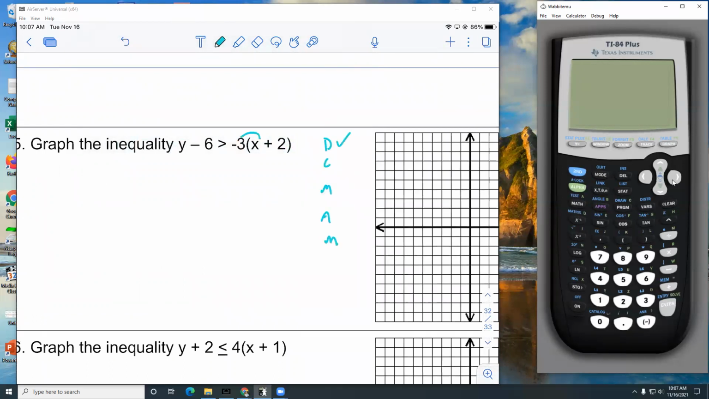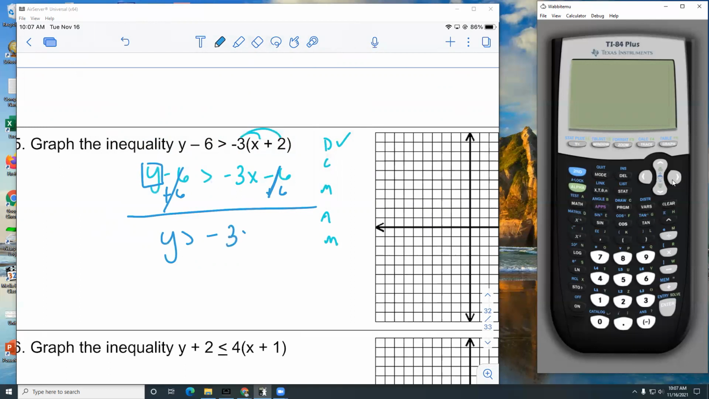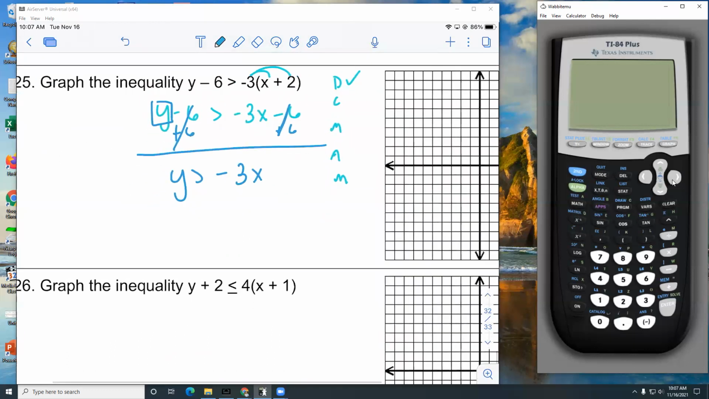Let's distribute first. Distribute in that -3. So y minus 6 is greater than -3x minus 6, because that's -3 times 2. And then to get y by itself, I'm going to add 6 over. Now this is nice because -6 and a +6 will cancel out, and I just have y is greater than -3x. So my slope is -3, so I'm going to go down 3, right 1 each time. And my y-intercept, since I have nothing added or subtracted at the end, it'll just be at 0.